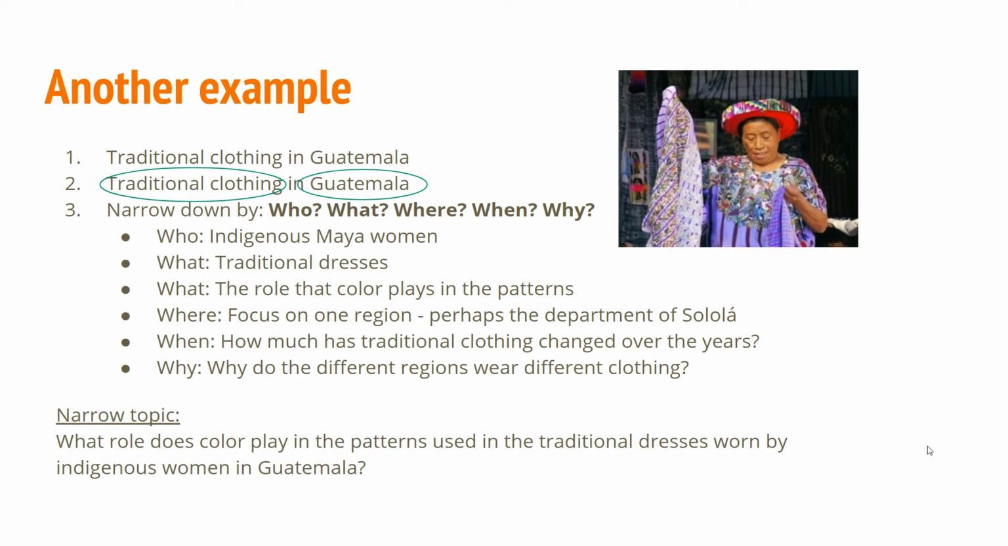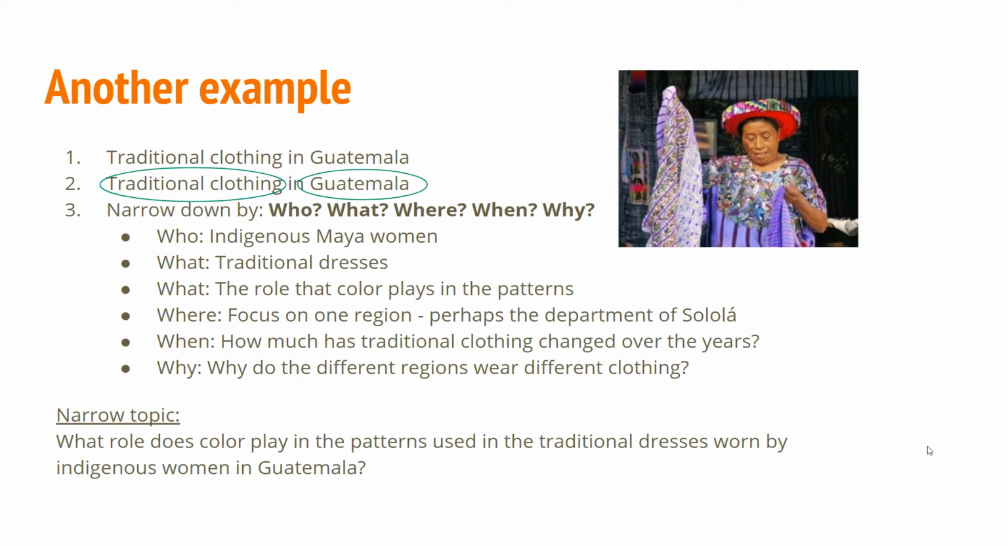So a lot of people have, not everybody. So anyway, here's an example of how to narrow things down by the who, what, where, when, and why, instead of time, place, population, viewpoint. So, okay, thinking about traditional clothing in Guatemala, the who, you could focus specifically on indigenous Maya women. There are other indigenous populations there, but the Maya people are the largest indigenous population there. And maybe you want to focus on men instead of women.